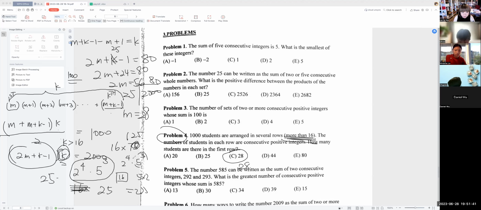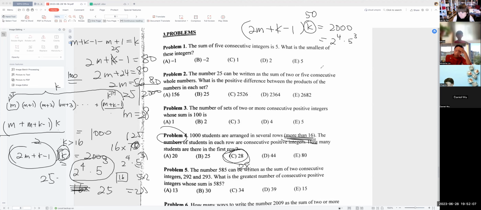OK, 好，那有些小朋友说，老师，我能不能试试别的？Of course you can try them, but we already have the number, we don't have to do it anymore. Understand? 好，那小朋友说，老师，我试试看。So 2m plus k minus 1 times k equals 2000, right? Equals 2 to the power 4 times 5 to the power 3. 那我 k 能不能等于50? Of course you can try.